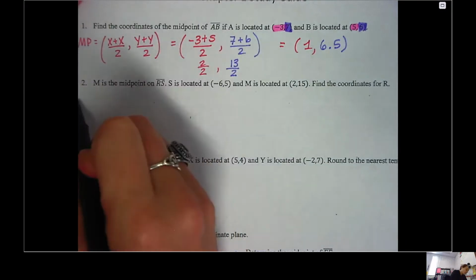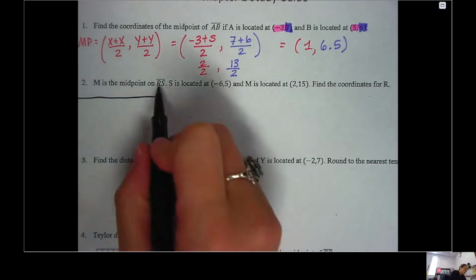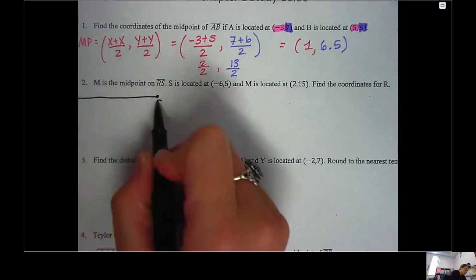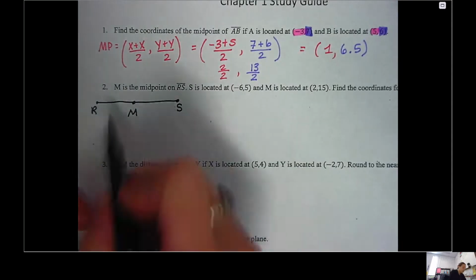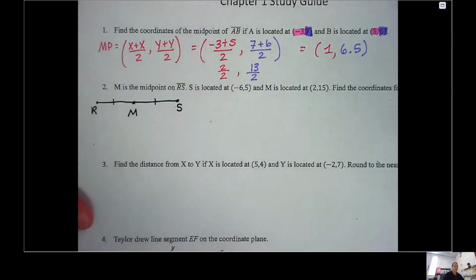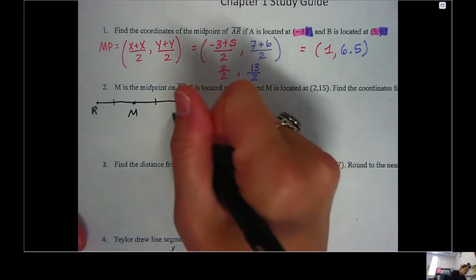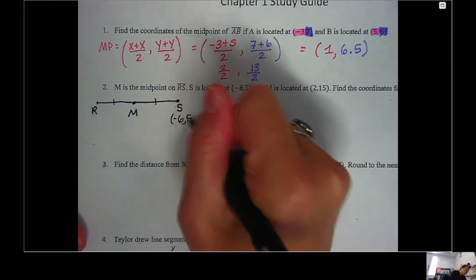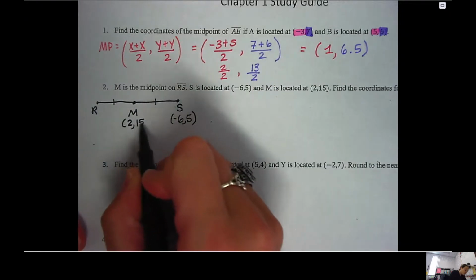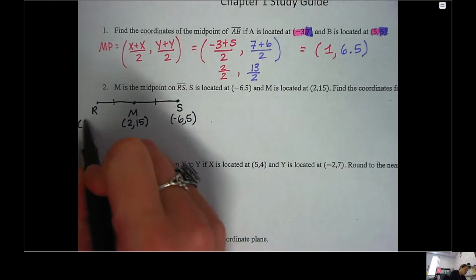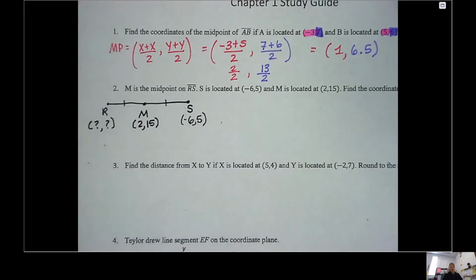I'm going to start by drawing a picture because I'm a very visual person. Segment RS means you start at R and end at S. The midpoint is somewhere, obviously, in the middle, so these 2 pieces are congruent. I'll put a little tick mark to show they're congruent. S is located at -6, 5, and M is located at 2, 15.